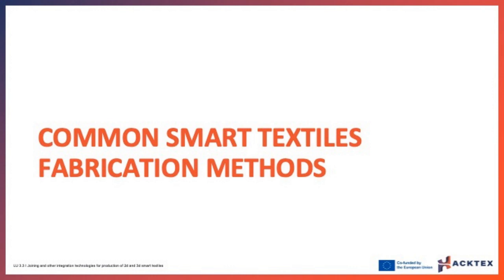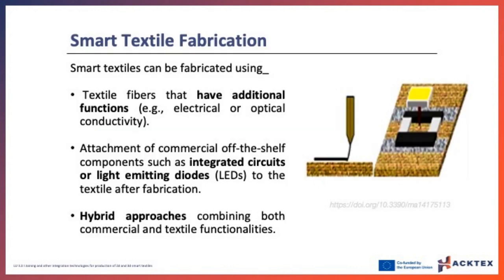Let's have a look at the common smart textiles fabrication methods. Smart textiles can be fabricated in a number of ways. First of all, smart textile can be fabricated using textile fibers that have additional functions, for example electrical or optical conductivity. Secondly, through attachment of commercial off-the-shelf components such as integrated circuits or light-emitting diodes to the textile after fabrication, and finally through hybrid approaches combining both commercial and textile functionalities. As mentioned earlier, these joining and integration methods can be either fixed or attachable.